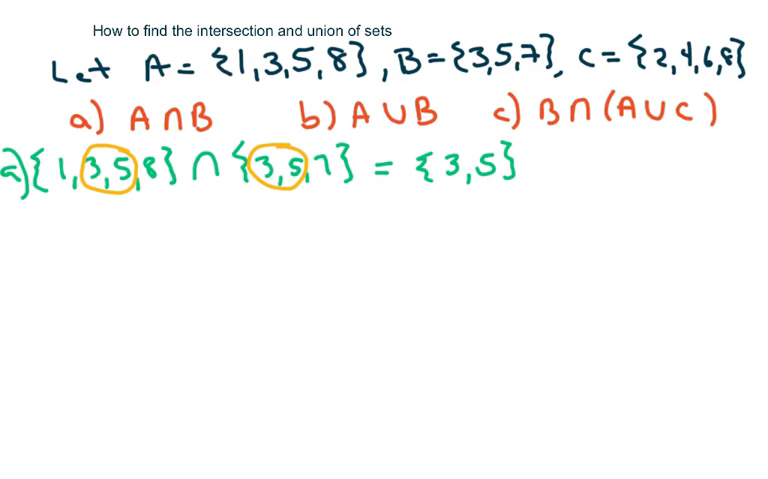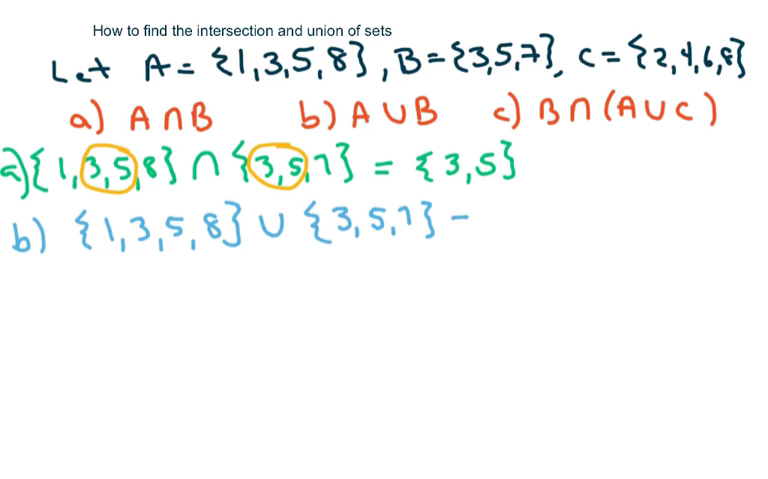Okay, the next one we have is A union B. And remember, so we're going to write down A, 1, 3, 5, 8. And that means it's either or. It's either in A or B or both. And in that case, we grab everything. We don't copy the same number down twice. So we're just going to write the one number down.